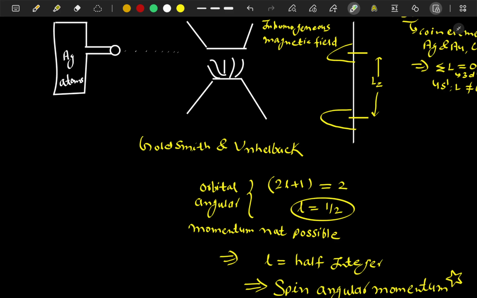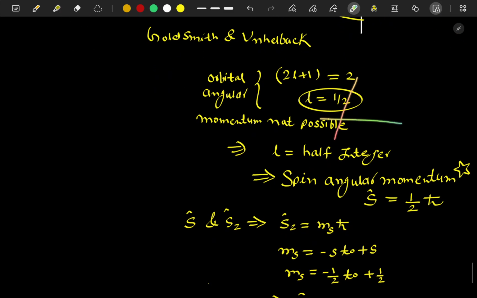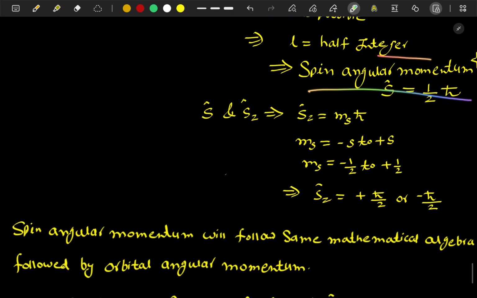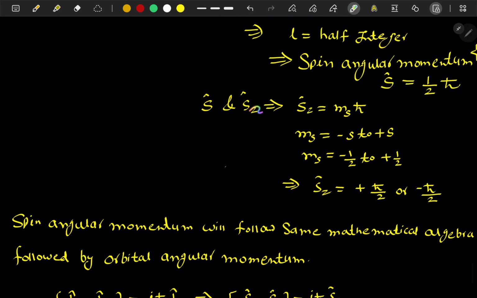Why is it happening? From this point of view, we have to consider that electrons are not only having orbital angular momentum, but they are having one secret angular momentum also. And Uhlenbeck and Goudsmit termed that secret angular momentum as spin angular momentum, which, unlike orbital angular momentum, has half integer values. So s equal to half, S cap z equal to ms h cross, with ms equal to minus s to plus s.